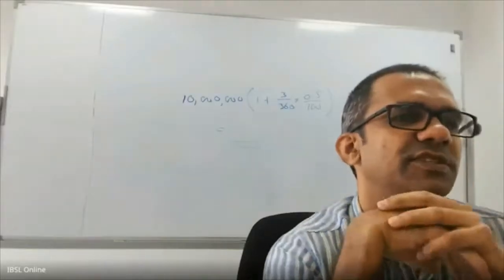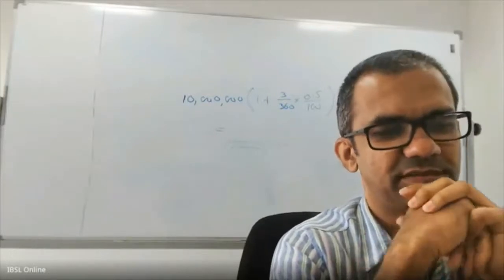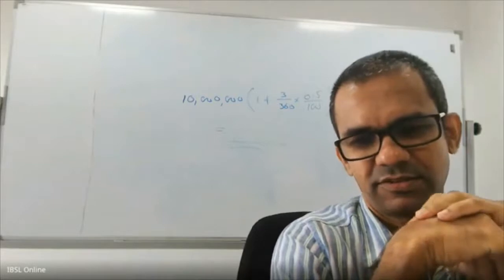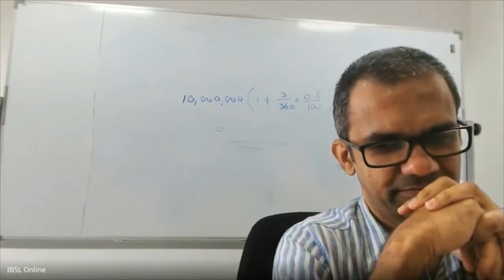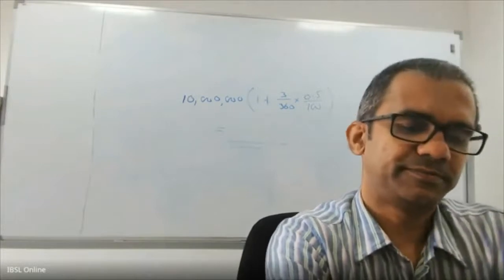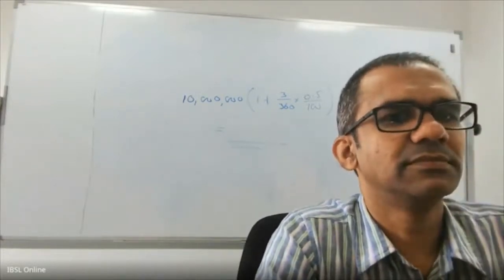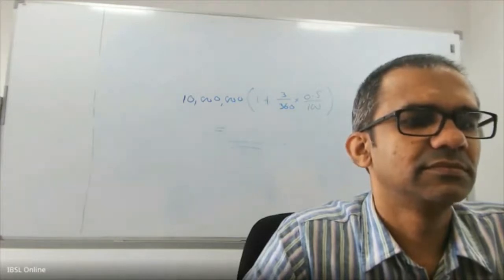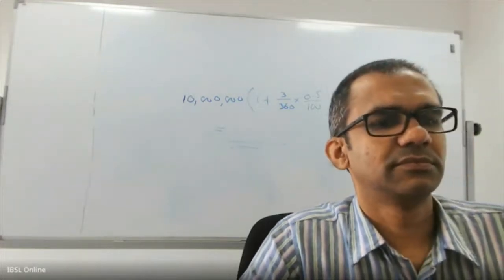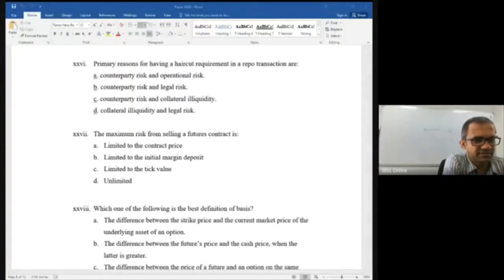So can you explain 27? What is the maximum risk if you sell a futures contract? What would happen? If you sell a futures contract, when do you make a profit? When do you make a loss?